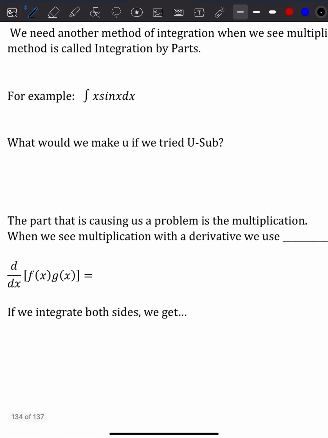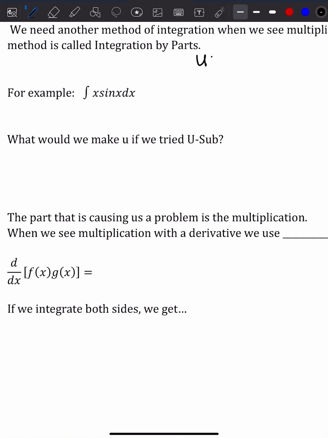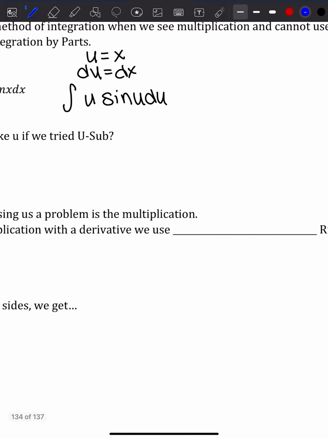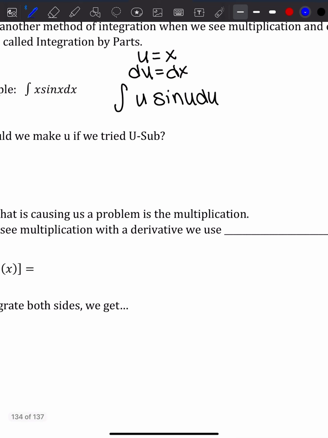If I were to make u equal to x, that means du would equal dx. This is going to change our integral to, instead of x, we now have u, sine of u du. And if we look at this here, that did literally nothing for our problem. We have now just changed x's to u's, and it's the exact same problem. It's not any easier.